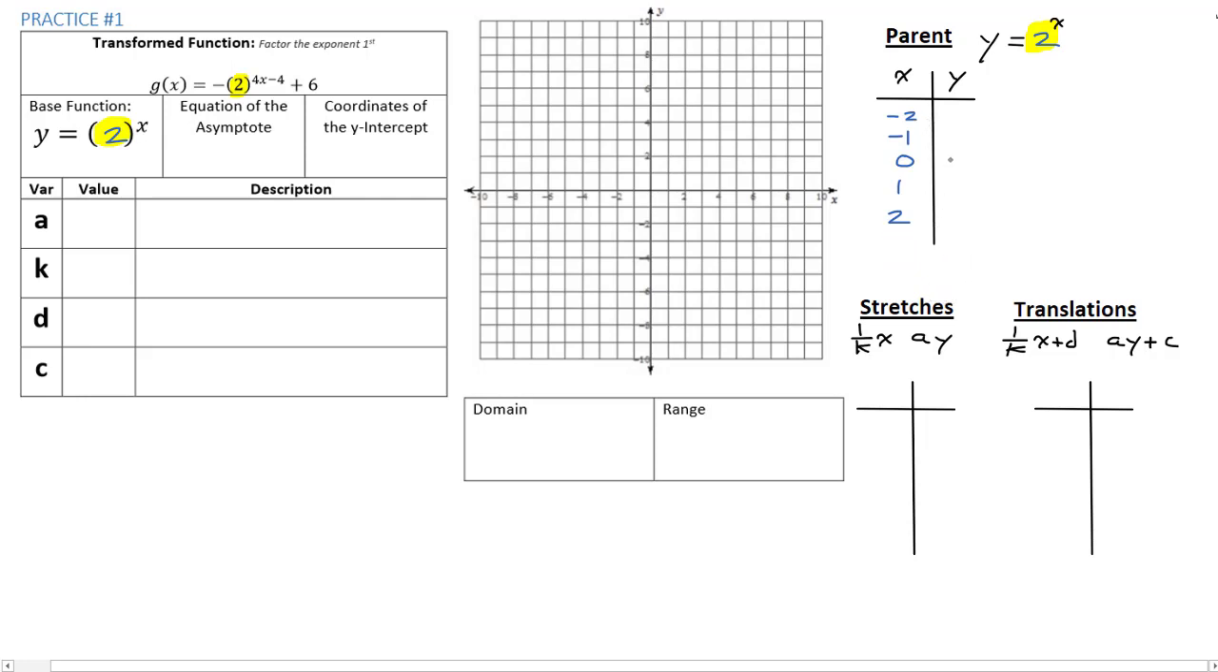Now, what happens? All we're going to do is do what's 2 to the power of 0. 2 to the power of 0 is 1. 2 to the power of 1 is 2. 2 to the power of 2 is 4. 2 to the negative 1 is 0.5. 2 to the negative 2 is 0.25. All right, so there's our starting 5 points. If I need to go back and add some in, I will.